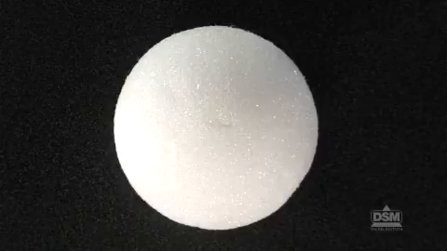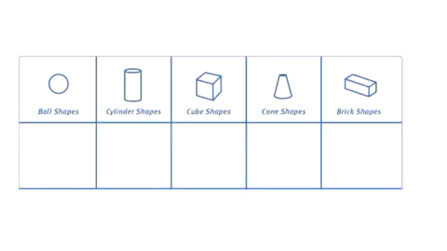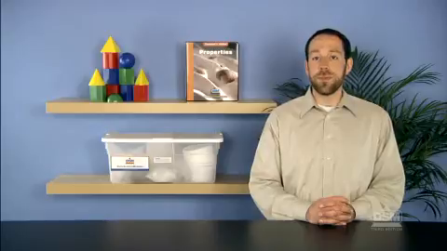Hold up the ball and ask students, what is this shape called? They will probably be able to identify the shape as a ball. Once they've correctly identified the shape, point to the word ball in the chart on the board. Continue this process for each shape, first by holding up each object and then asking the students to identify it.